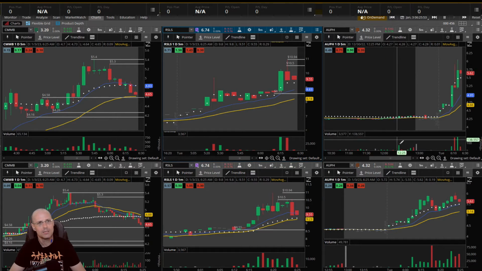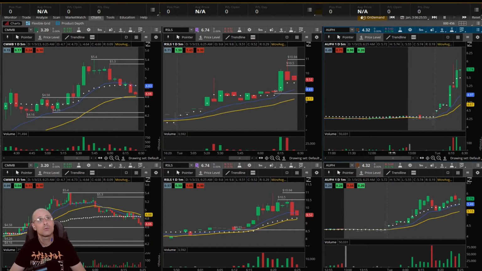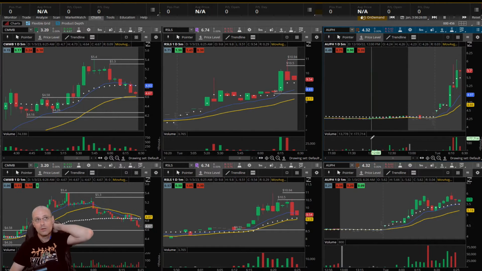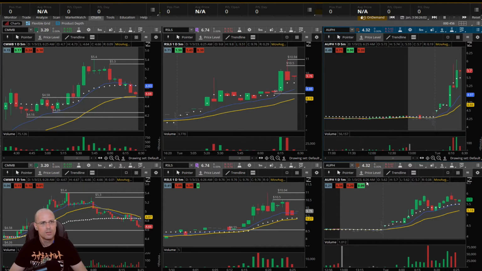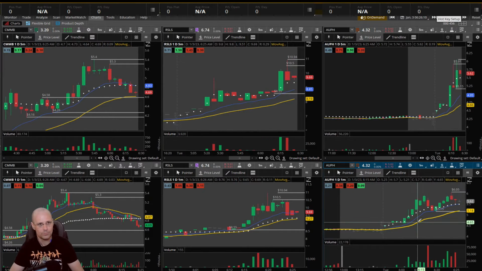Next up, AUPH. Not a whole lot of price action on this one. It's only been jumping up for the last 15 minutes or half hour. We do have a 1-minute uptrend, higher low right here. We broke out for a higher high, no follow through. Couldn't close above that level. So that's what I call no follow through.